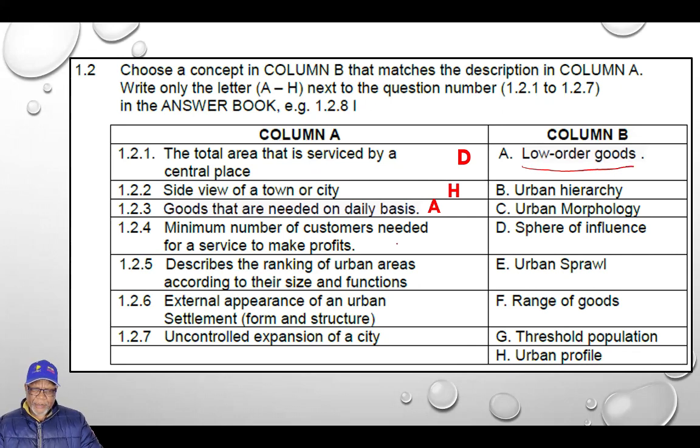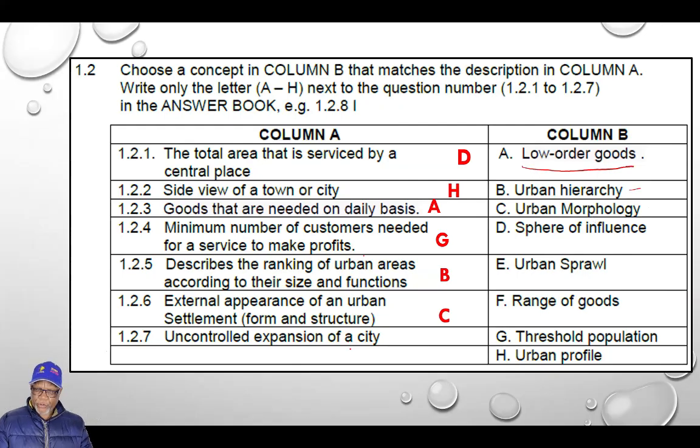Minimum number of customers needed for a service to make profit. This is G, which is the threshold population. Describe the ranking of urban areas according to their size and functions. It is B, which is urban hierarchy. We have looked at this question so many times. External appearance of an urban settlement from form and structure. It's C, which is urban morphology. We're looking at the street patterns. Those are your urban morphology.